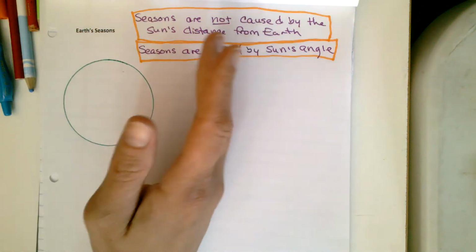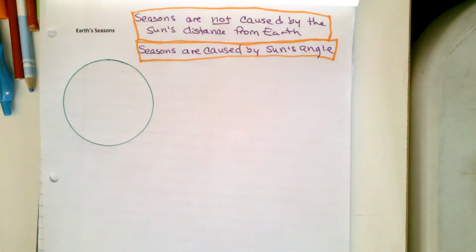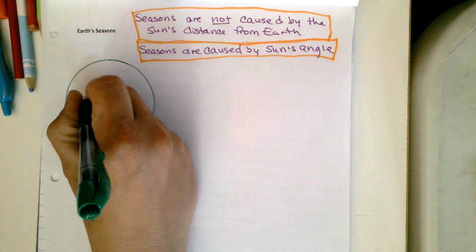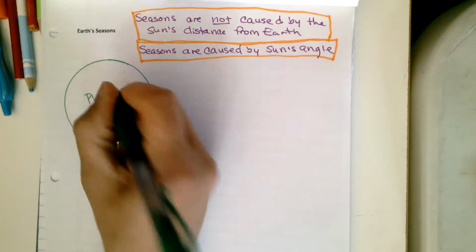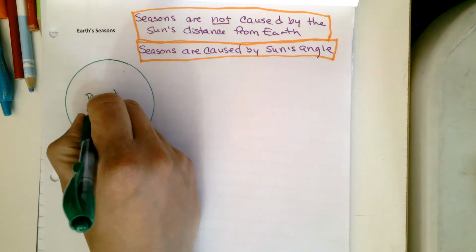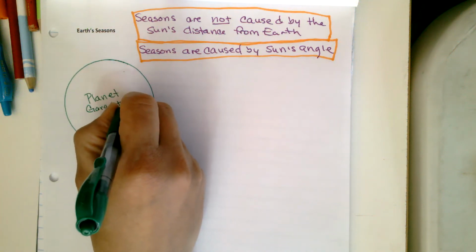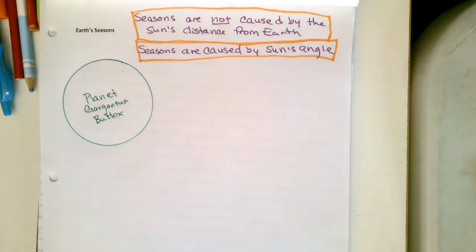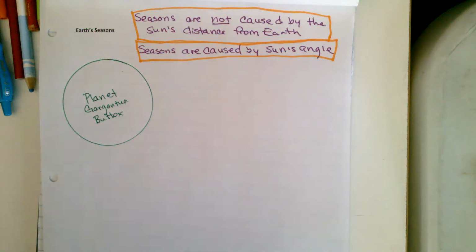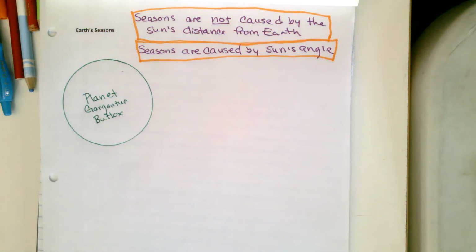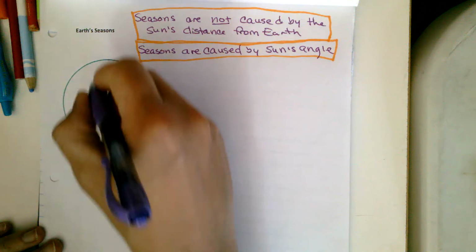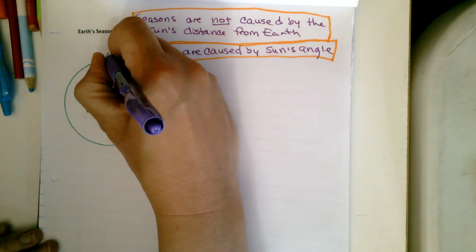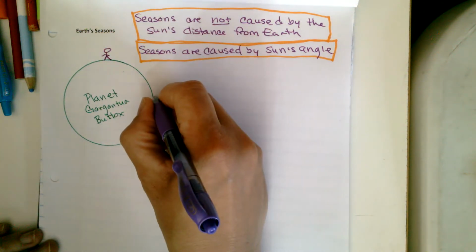So here we're going to have an imaginary planet. We'll call it planet Gargantua buttocks. Gargantua buttocks has no tilt, and is just orbiting its distant star. And we're going to put Elliotts all around Gargantua buttocks. So we're going to put an Elliott here. We're going to put an Elliott here.